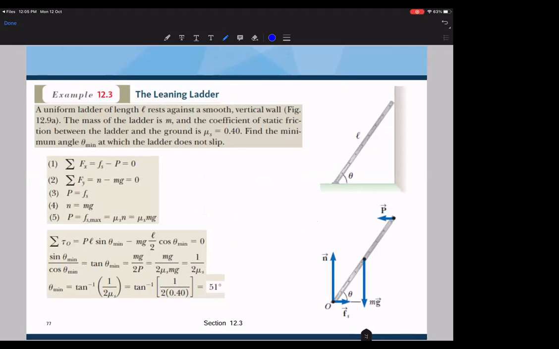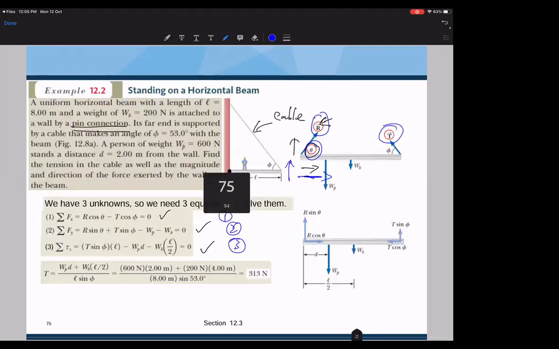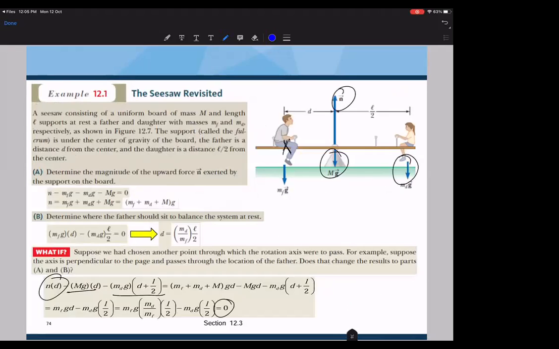Now, maybe I just go back to the question from one of your classmates. He was asking me to make a further explanation on this part, in the what if part.